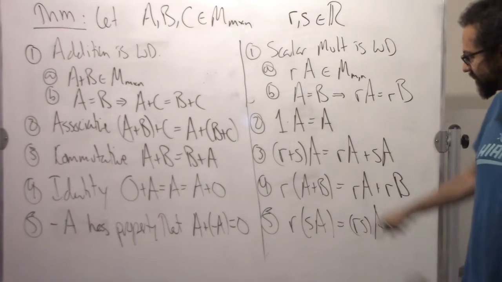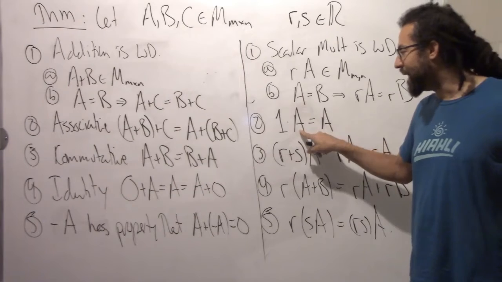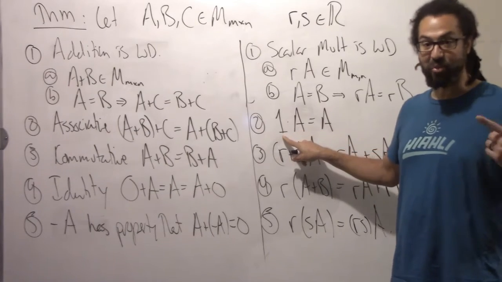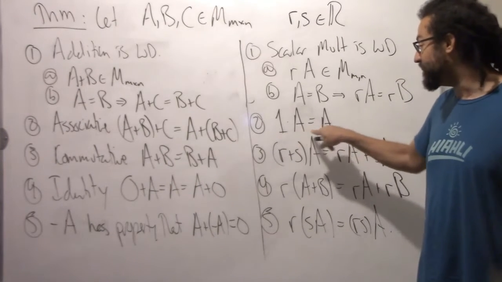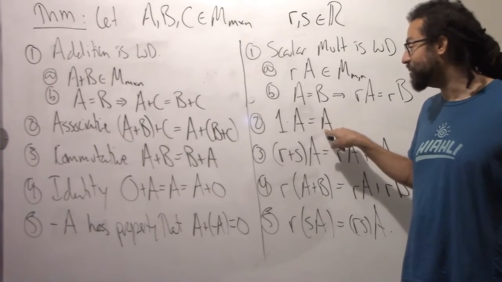Item 2 says that if I multiply a matrix by the real number scalar just 1, that's not going to move the matrix A. So I'm just going to get back the matrix A again.